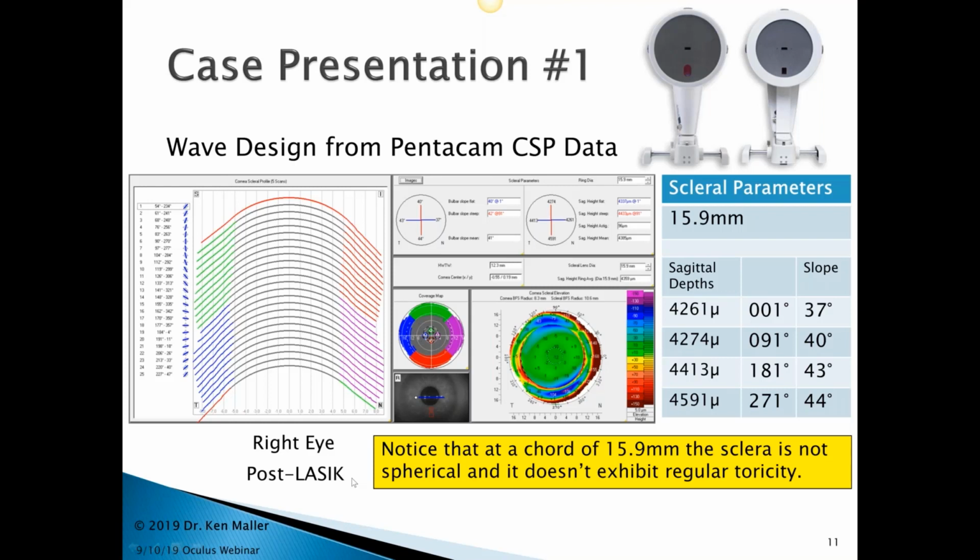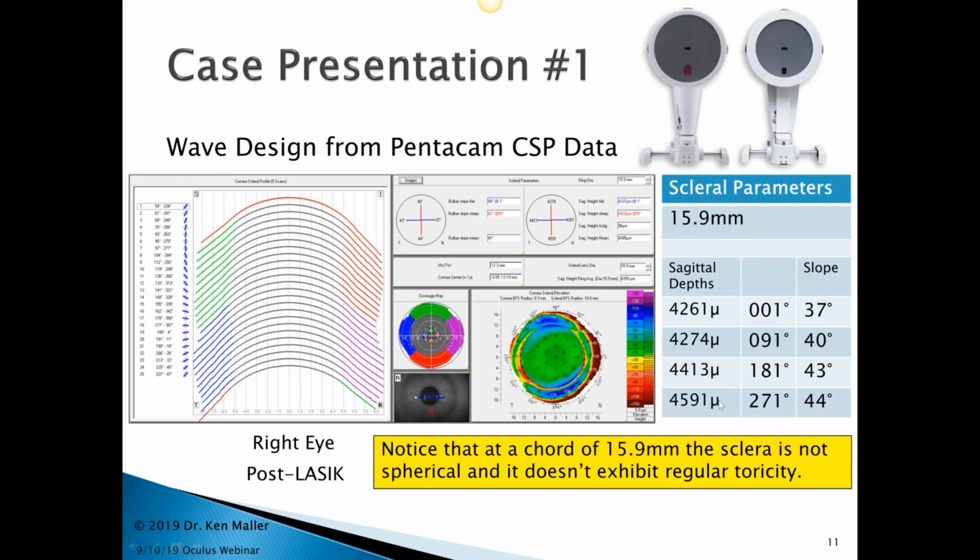This first case is the right eye of a post LASIK patient, and I chose the right eye of all 3 cases just to compare right eyes across the board so we can see how things change. On this particular post LASIK eye, we have 15.9, which was the furthest out that I was able to get all of this output, and I've created this table so we can get a sense of what the sagittal depths are at those respective areas. We can even see here that at a chord of 15.9, we're certainly not dealing with sphericity, but we're not really dealing with regular toricity either.